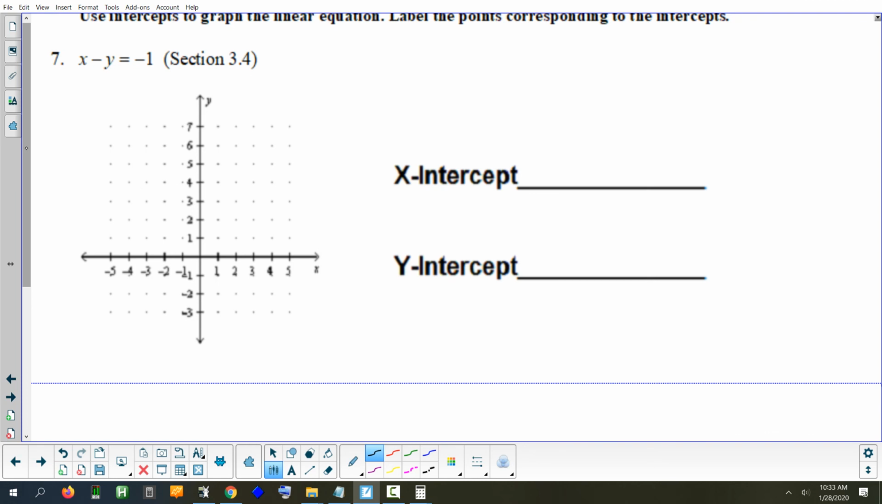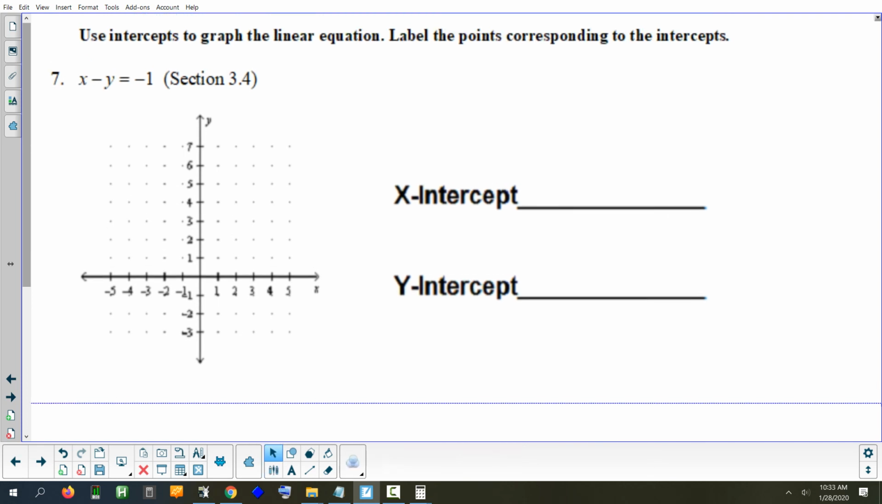Okay, second to last one. Use intercepts to graph the equation. Okay, so to graph with intercepts, you have to plug in a number. Does anybody remember what number you plug in to find an intercept? Yes, you plug in 0, right?